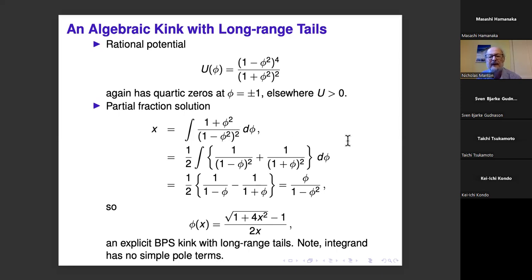But this time there are no simple pole terms. There's only this double pole at 1 and a double pole at -1. And so when you integrate that, you get 2 simple poles, which you can combine, and that is the solution. X is this function of phi. But now it's invertible because it doesn't mix rational and log functions. So you can easily solve this. It's a quadratic equation for phi. So phi of x is this solution of a quadratic equation, but rather simple. And that's, again, an explicit kink with long-range tails.